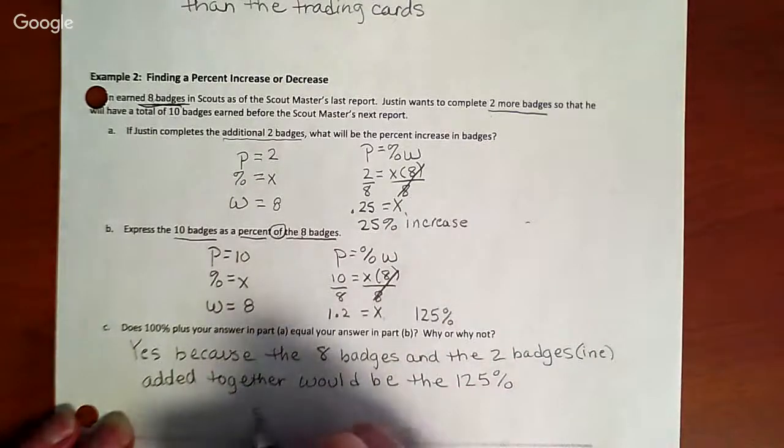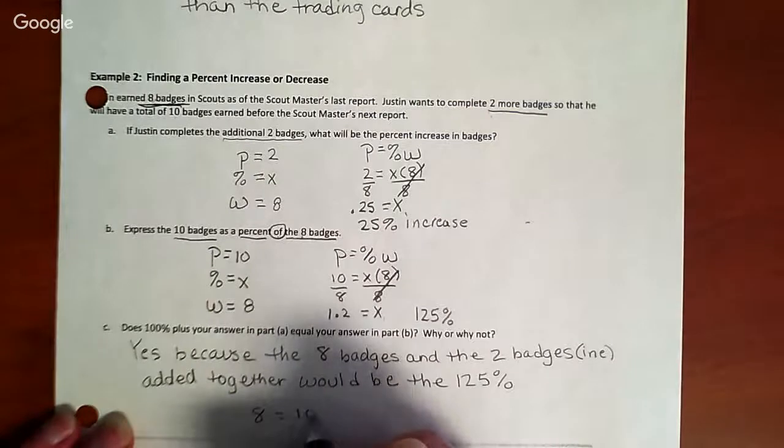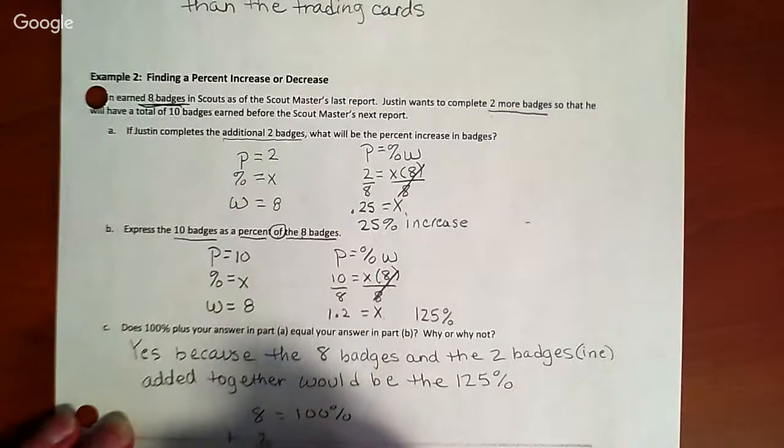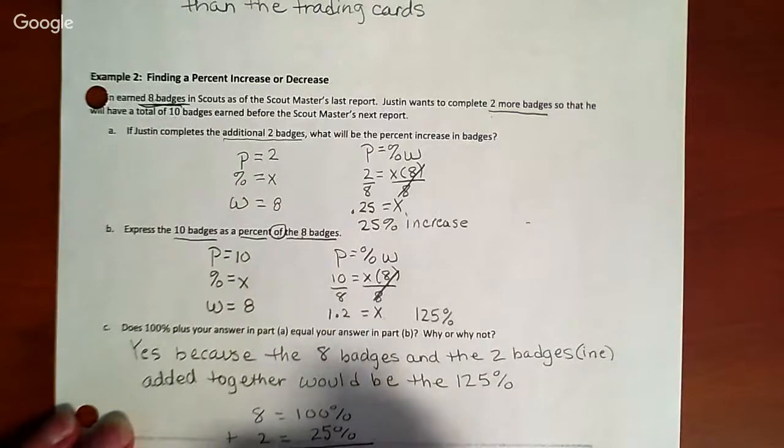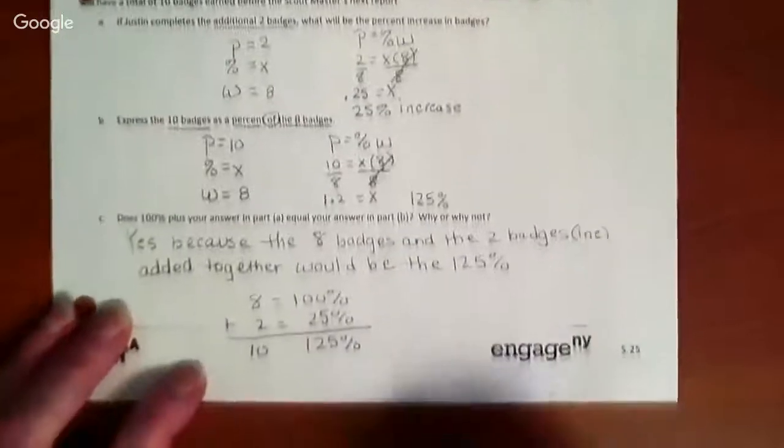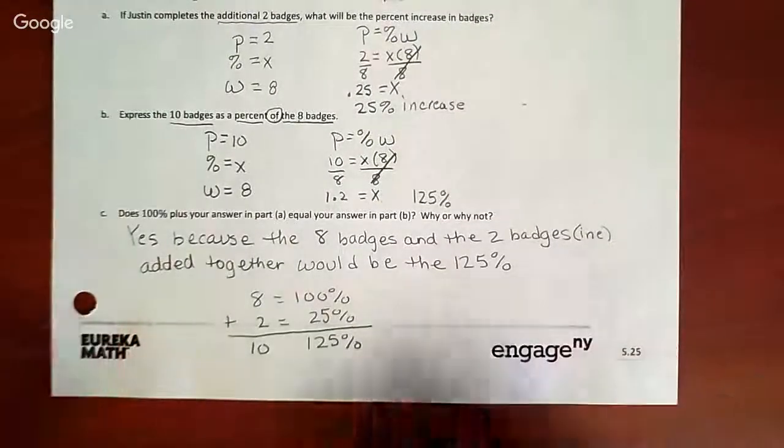The 8 badges is 100%, plus the 2 badges, 25%. That would equal the 10 new badges, which is 125%.